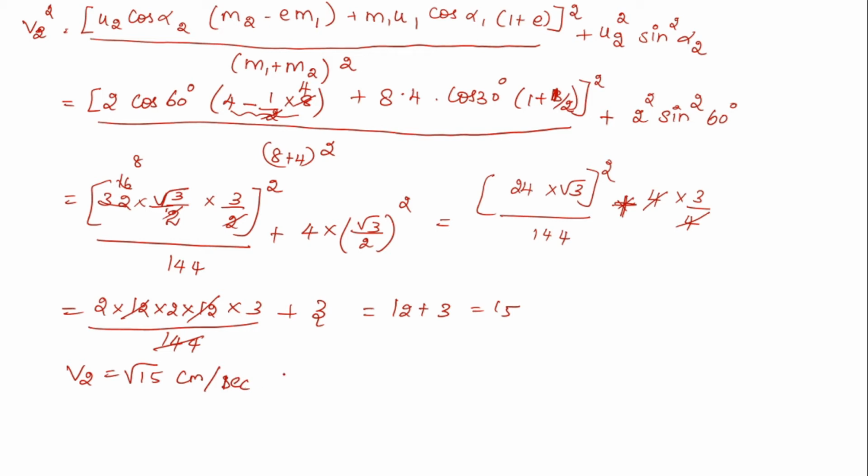So we already found V1. Our V1 is equal to 8.92, and when you take a square root it will be nearly 3. So or else you can write it as square root of 8.98 centimeter per second. So these are the final velocities.